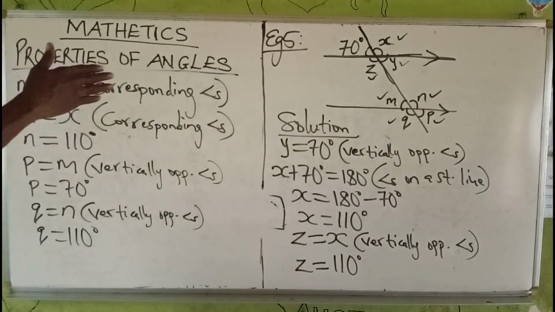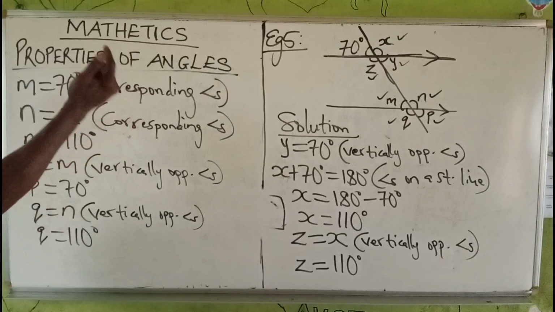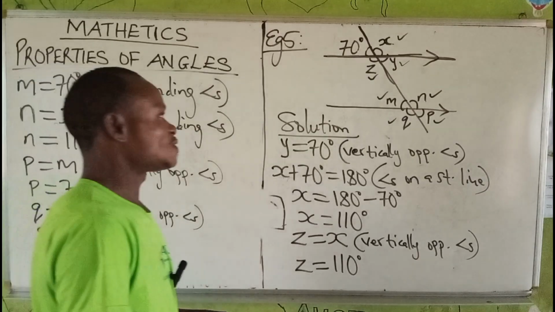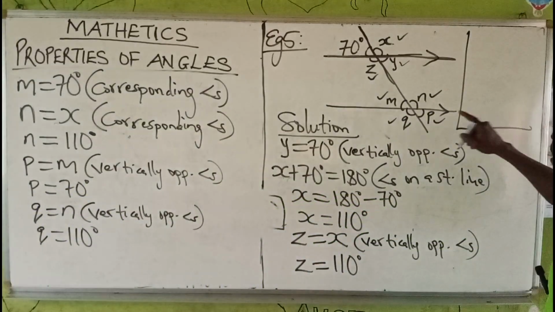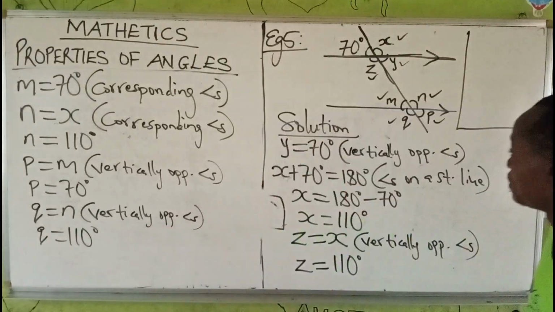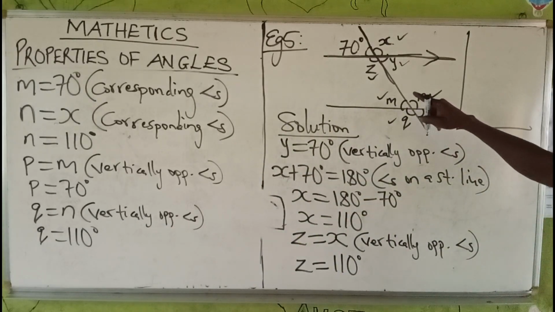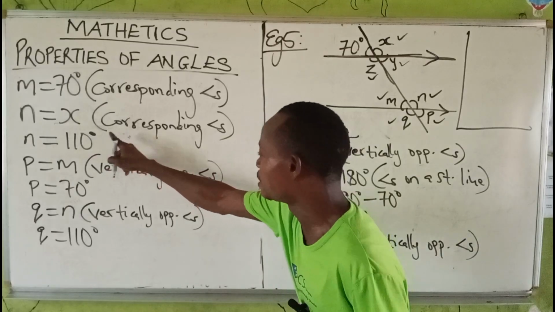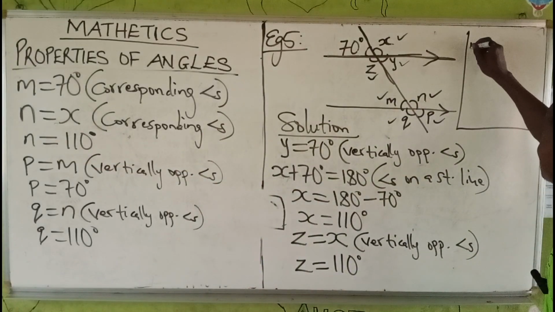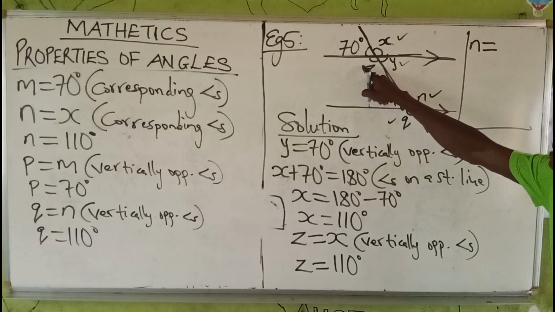Now, there are several angles there that we can solve using other theorems that we have looked at. Take, for instance, angle N here. Though we have solved for it using vertically opposite angles and corresponding angles, we can still solve for the same N by saying that N is equal to Z.